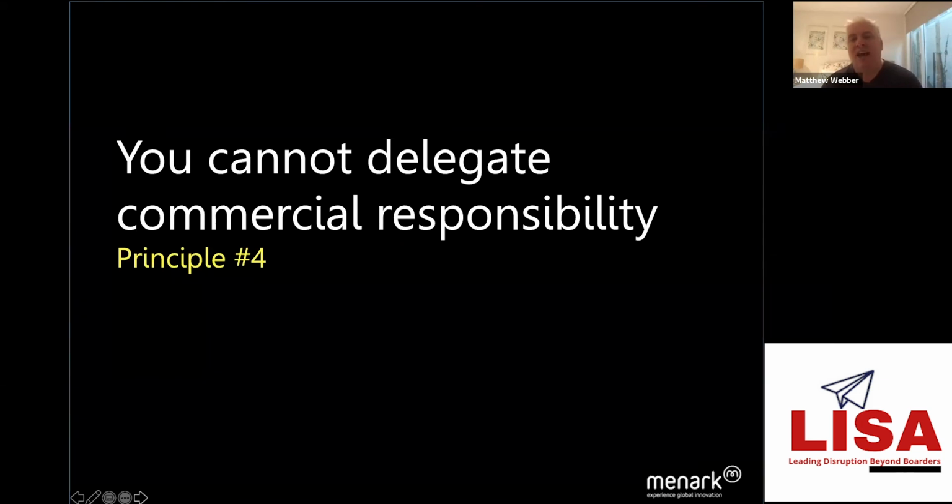The other thing is you can't delegate commercial responsibility, particularly as a leader of your product, your new organization or your new venture. It's not something that you can just hand to an accountant, or give to your business advisor. This is something that you need to take personal responsibility for as a leader and as somebody that wants to make your venture work and operate.